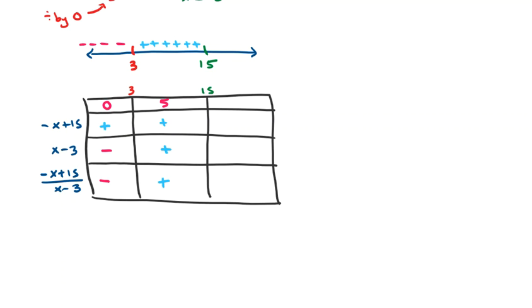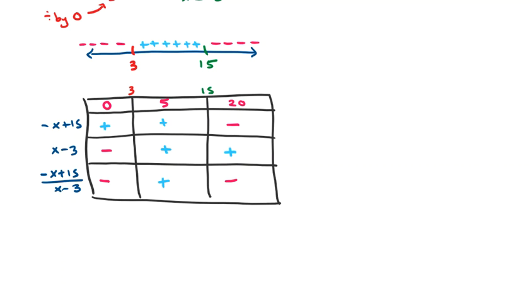Now let's pick a value of x that's larger than 15. I think 20 would fit the bill for us, don't you agree? If we plug 20 into the factor negative x plus 15, that actually gives us negative 20 plus 15, which is negative 5. In other words, a negative value. If we plug 20 into x minus 3, we get 17, which is a positive value. So at the end of the day, if we plug 20 into the entire rational expression, we get a negative over a positive, which is a negative. So what that means for us is any value of x that's larger than 15 that we plug into the rational expression will make it negative.